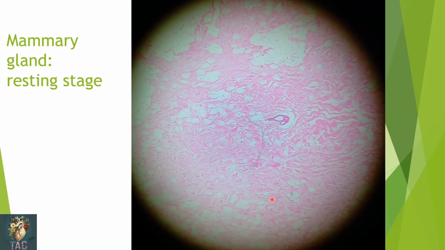First, looking at this diagram, you may have an idea that this is dense irregular connective tissue with a large number of adipose cells. So yes, it is dense irregular connective tissue, but this is the slide of the mammary gland. Here you can see the glandular tissue is present, and the proportion of glandular tissue to connective tissue is very small. So this is the mammary gland at the resting stage, and this is at lower magnification, the H and E stain section.